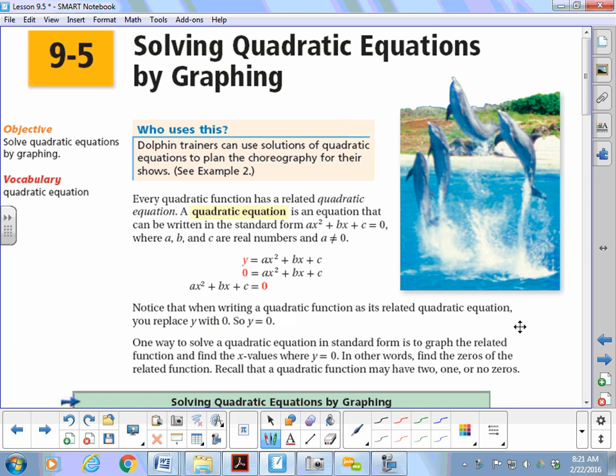But this starts the solving of quadratic equations, all right? Finding out where a graph hits the x-axis. So we've got 5 different things we're looking at doing that. The first one we're doing today, and that's with graphing, and we're also going to bring a table into that as we're working with it.